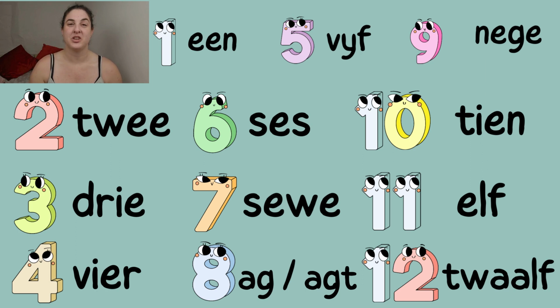Okay, so we'll start with numbers 1 through 12. They all have unique names. 1, 2, 3, 4, 5, 6, 7, 8, 9, 10, 11, 12.